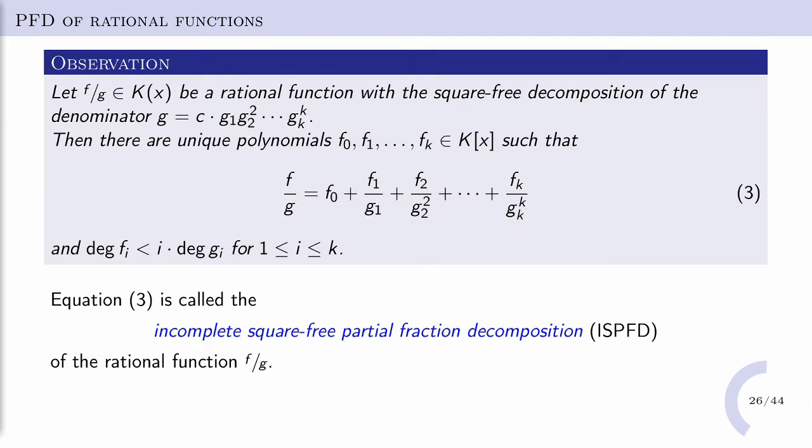So all in all, we have proved the following observation. If f over k is a rational function and we have a square-free decomposition of the denominator, this function decomposes into a sum of this form. This is called the incomplete square-free partial fraction decomposition. The name is quite long, so we will shortly write ESPFD for this.